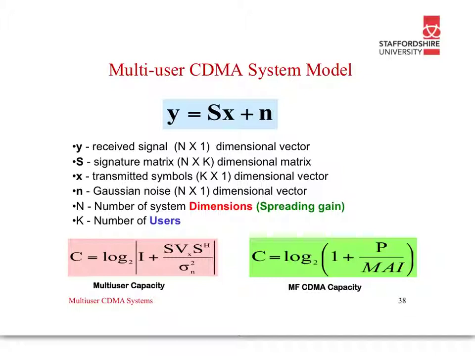If Y is our received signal, then we have the signature matrix times X plus N. We'll just define N as the spreading gain in this case, and K is the number of users. So if we have a transmitted symbol, we have the first bit and we have K symbols being transmitted at the same time because there are K users. We multiply that by the signature matrix, which is of size N times K.